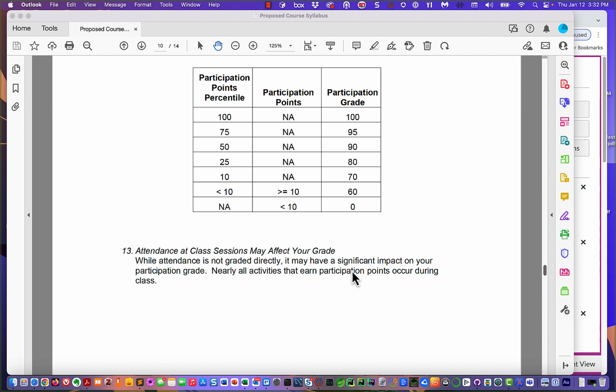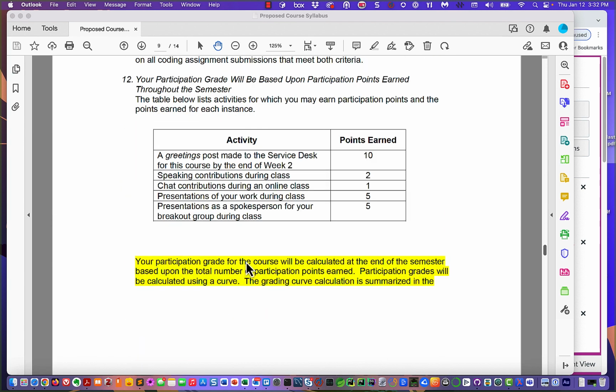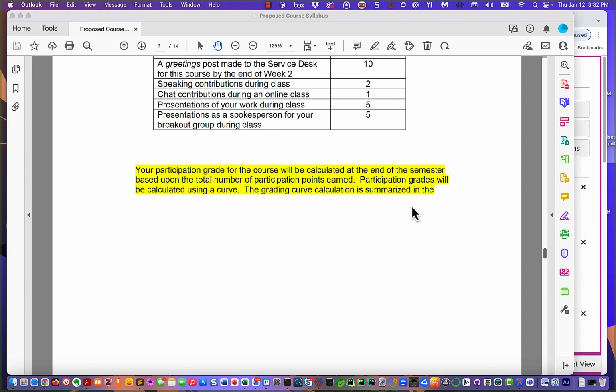Attendance in class may affect your grade, because these things that you're earning, you earn at class, except for the greetings post. That's the only way you can do it. You've got to show up and you've got to participate. And this turns out to be 10% of your grade. Now, 10% of your grade is a whole letter grade. It's the difference between an A and a B, or between a B and a C. It's giant, so please be part of this.